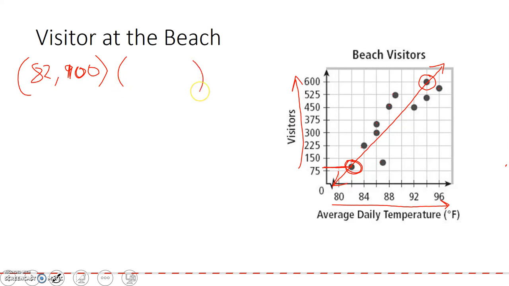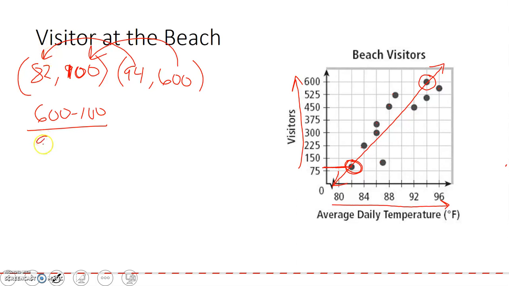Then if I find the other point, that's this point here, it looks like that's 94. So when it's 94 degrees, the number of people that go to the beach is about 600. So what we want to do is use these 2 points to write an equation of this line so that we can make predictions about when the temperature is a certain temperature, how many people go to the beach. So we've done this many times before. That's 600 minus 100 over x2 minus x1, and that's 94 minus 82.